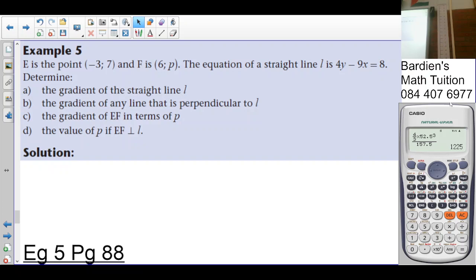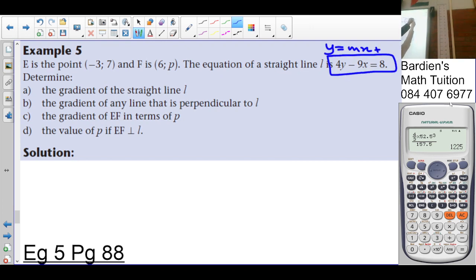So how do you think we're going to get the gradient of line L? How do you want to do that? Anika? How did you get that? You're going to write the equation in standard form. Why in standard form, y is equal to mx plus c? Because when it's in standard form, we can read off the m value, the gradient. You all agree with that? So let's go with that.